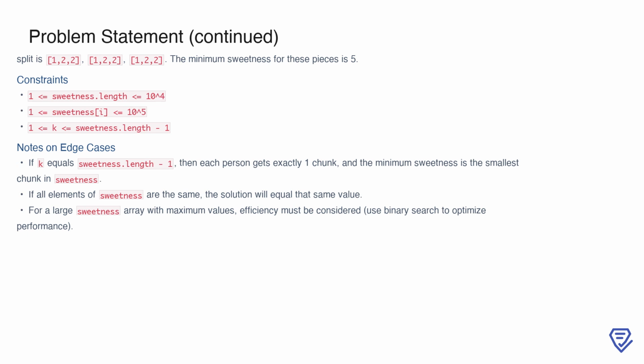The problem also specifies constraints, such as the array size being up to 10,000 and individual sweetness values being as large as 100,000. For edge cases, if k equals the length of the array minus 1, each person gets exactly one chunk, and the minimum sweetness will be the smallest chunk. If all sweetness values are the same, the result will simply be that value. Finally, for large arrays, an efficient approach like binary search is necessary to solve the problem within a reasonable time.